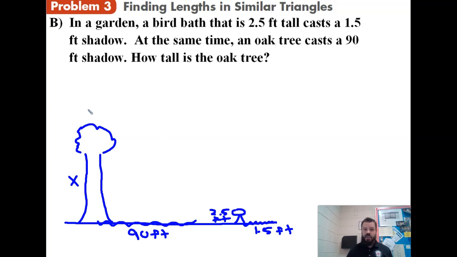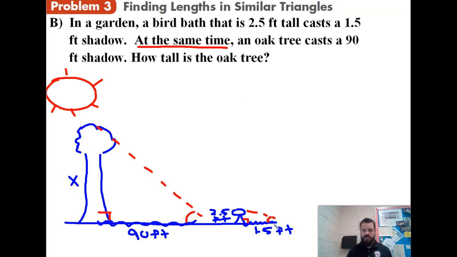Now, how this relates to triangles, well, where are those shadows coming from? Well, they're coming from the sun. Its rays hit the top of our object and form a triangle with the edge of the shadow. Now, we can assume both the tree and the bird bath are coming out of the ground at right angles. They're both right triangles. And then key for this problem is at the same time of day, the angle of elevation to the sun will be the same. So once again, I've got similar triangles by angle similarity. Therefore, again, I know the sides are proportional.